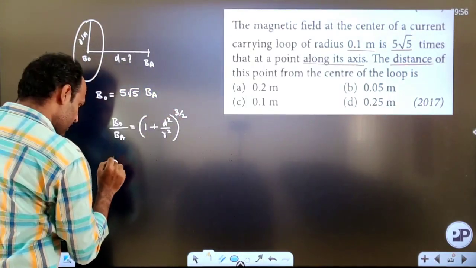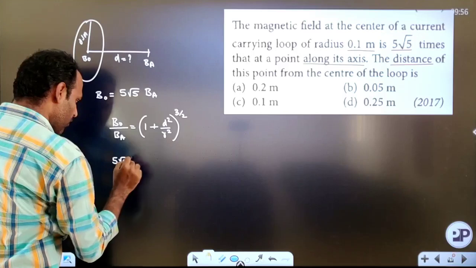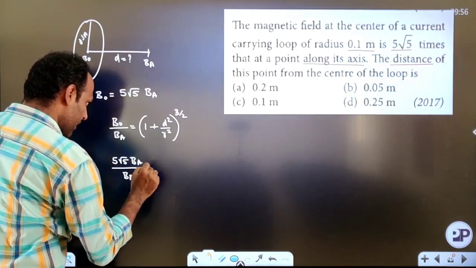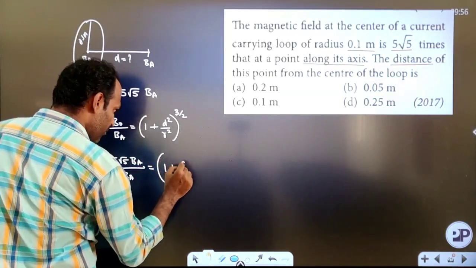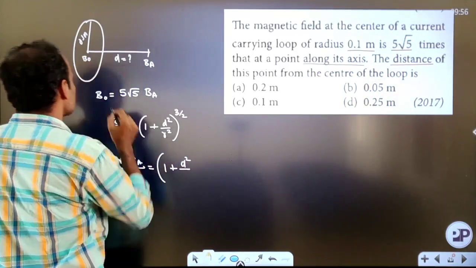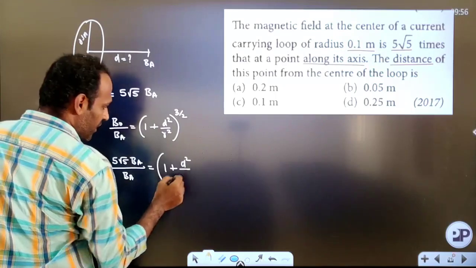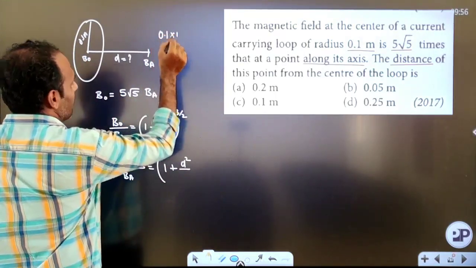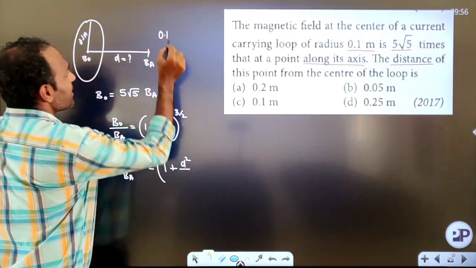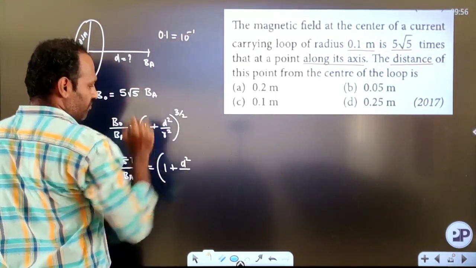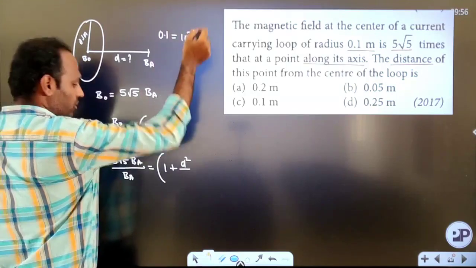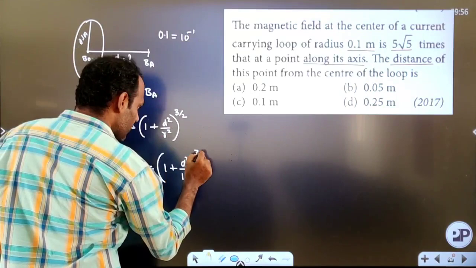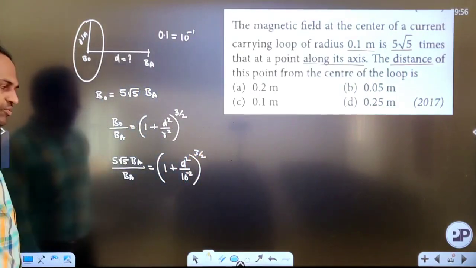How much is B0 given? It is 5 root 5 BA divided by BA, that is the axial magnetic field, equal to 1 plus D square divided by R square. How much is R? R is 0.1, which I can take as 10 to the power minus 1. So R square is 10 to the power minus 1 square, that is 10 to the power minus 2, whole raised to 3 by 2. This much we got.